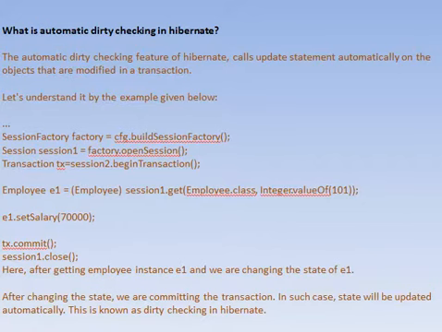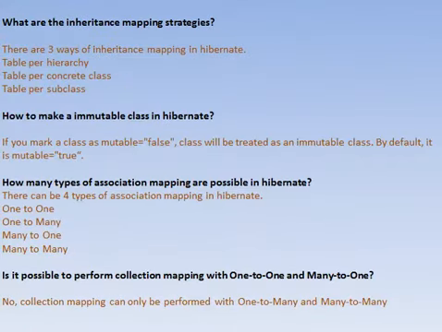What are the inheritance mapping strategies? There are 3 ways of inheritance mapping in Hibernate: table per hierarchy, table per concrete class, table per subclass. How to make an immutable class in Hibernate? If you mark a class as mutable equals false, the class will be treated as an immutable class. By default, it is mutable equals true.